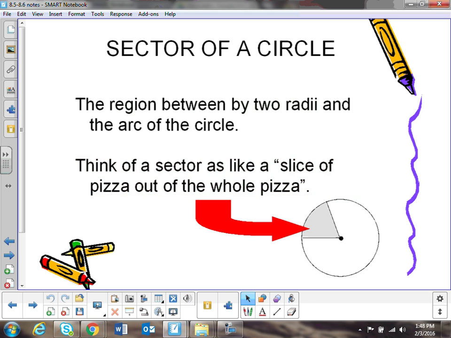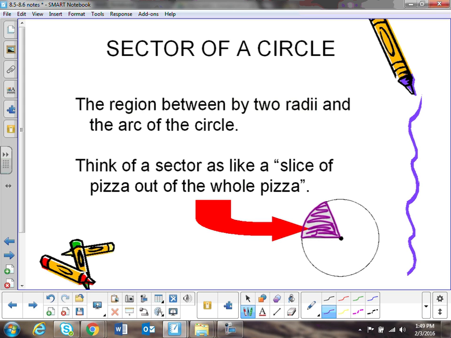Think of it as a slice of pizza. So that shaded region that you see right there, there's a picture right there. Make sure you draw it as well. You don't have to write slice of pizza unless you really want to. Just make sure you get the real geometric definition. But you will be able to tell me the area of that little section right there, or the other part.